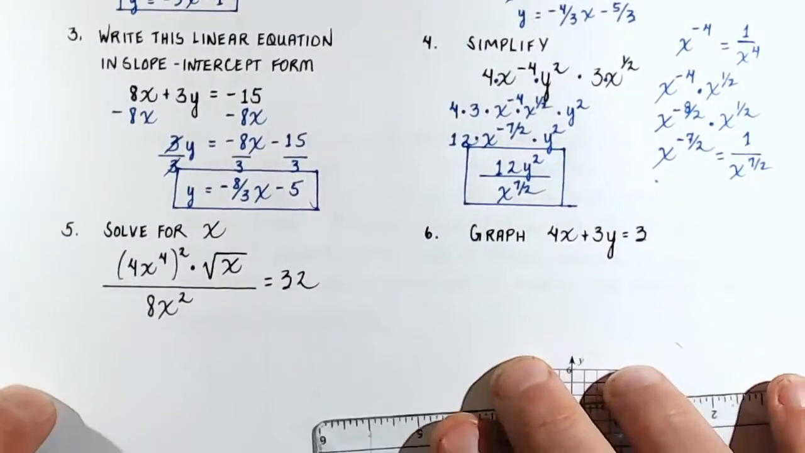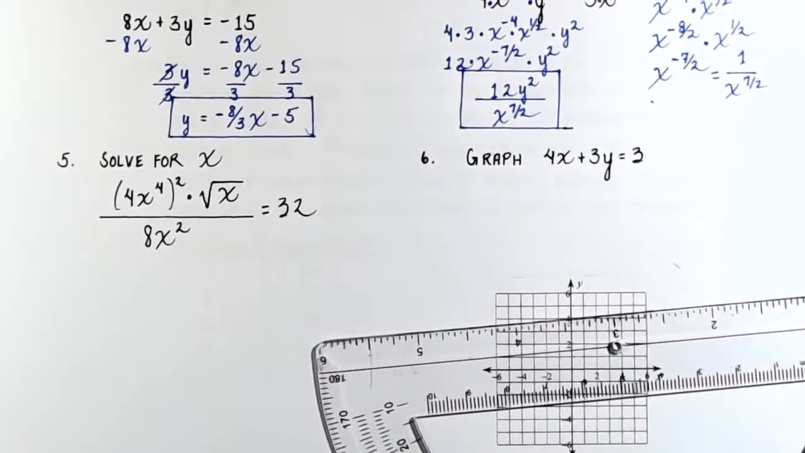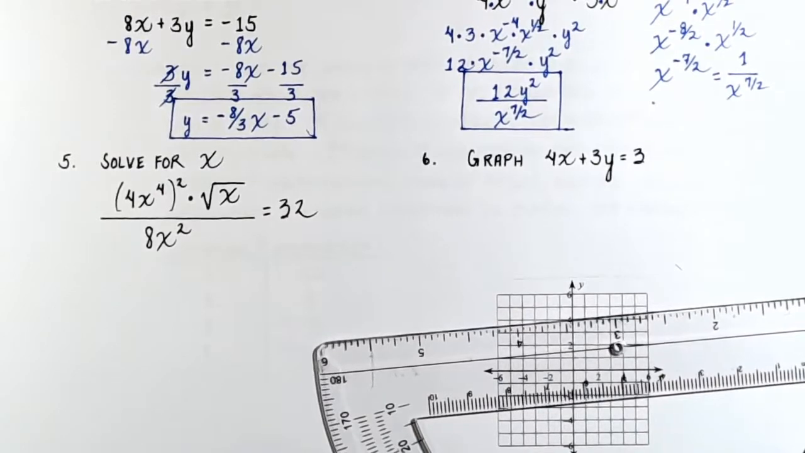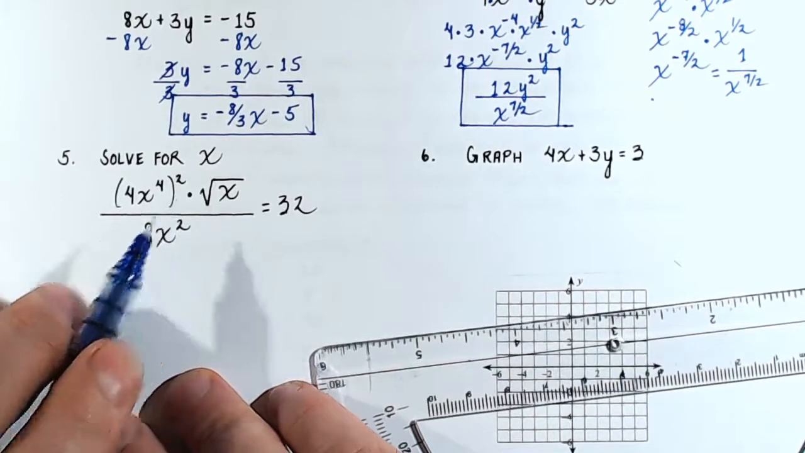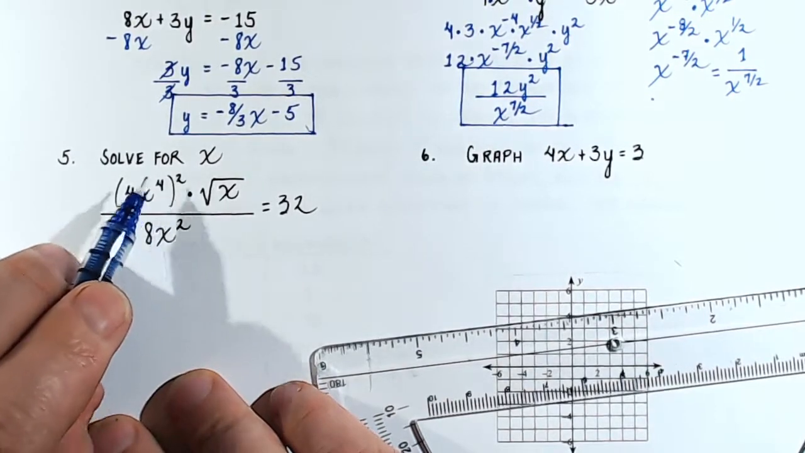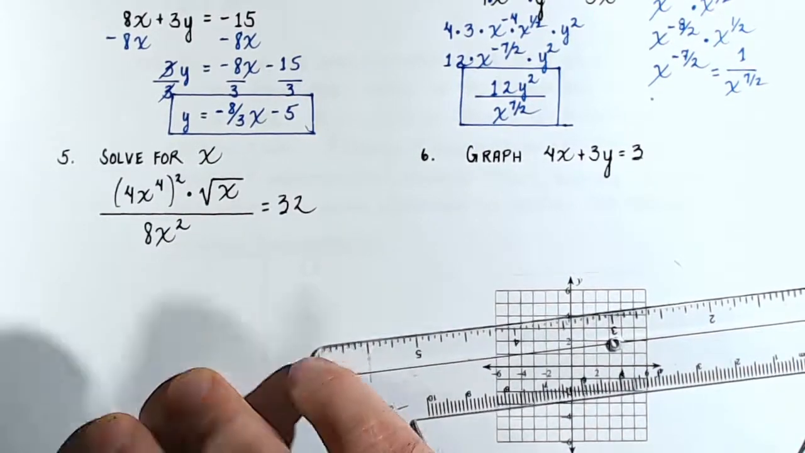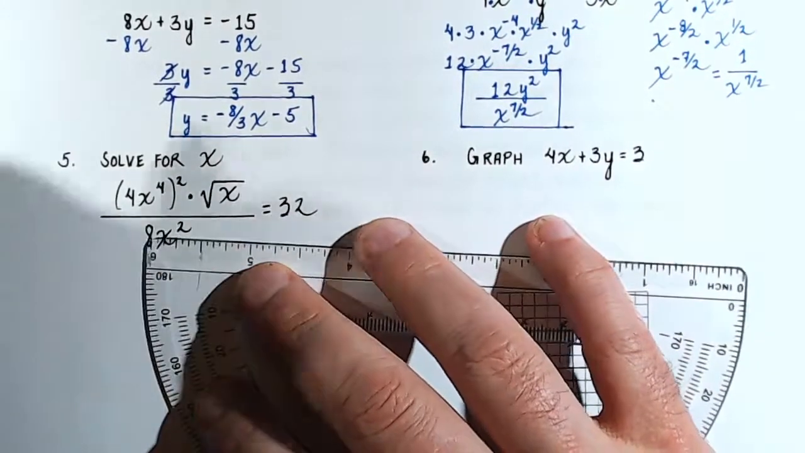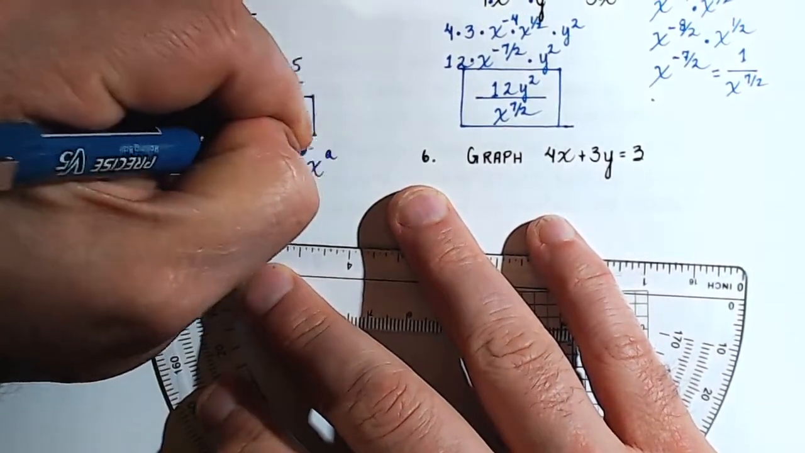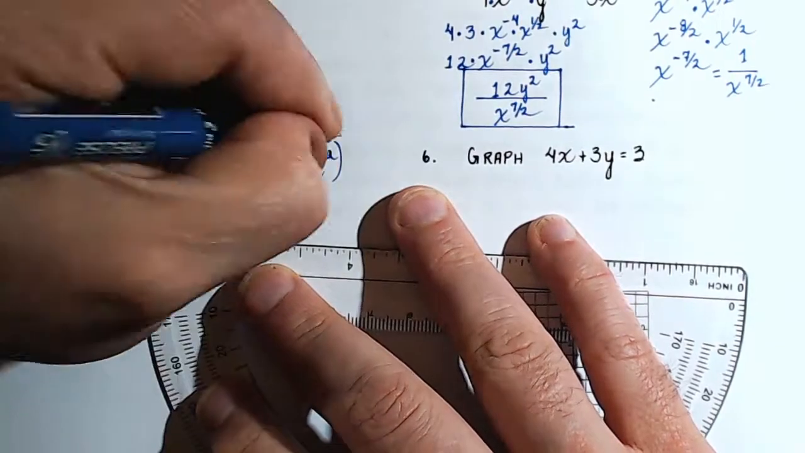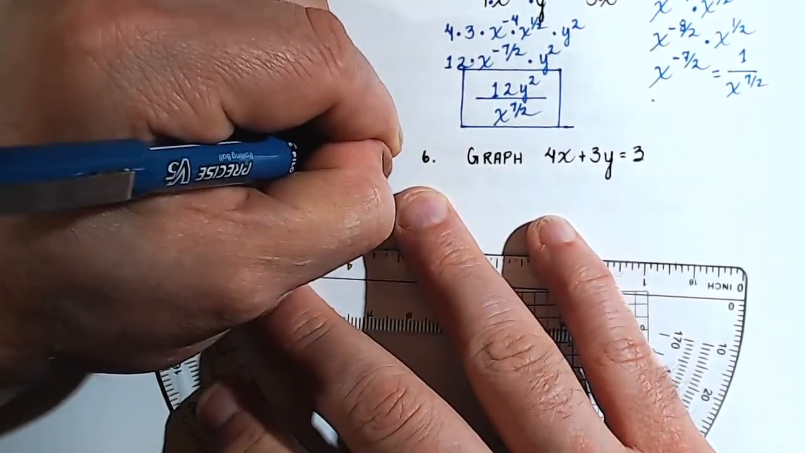Okay, number 5, solve for x. And here you've got another load of stuff thrown at you. First, you have the power rule. You have an exponent raised to another exponent. You've also got a number raised to an exponent. So remember the power rule: x to the a, raised to the power b, equals x to the a times b.